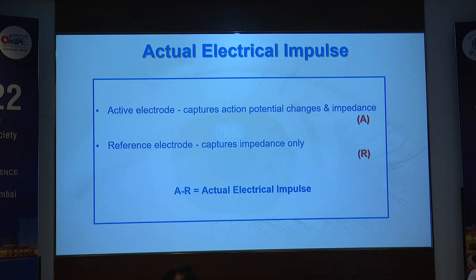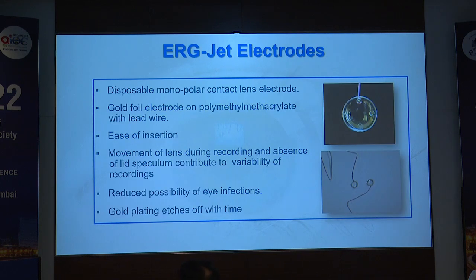Now, what is an actual electrical impulse? Remember, the active electrode captures the action potential and the impedance, whereas the reference electrode captures only the impedance. So, if we subtract that, we get an actual electrical impulse. This is actually done by the amplifier or a signal averager.